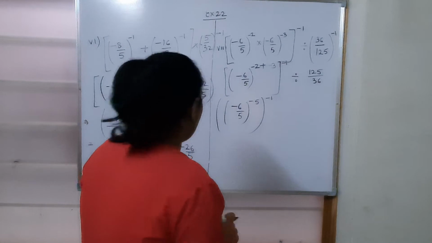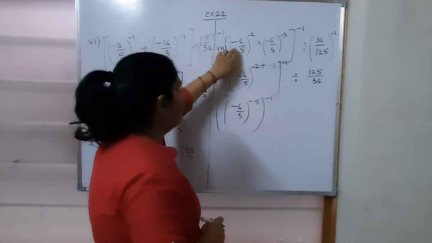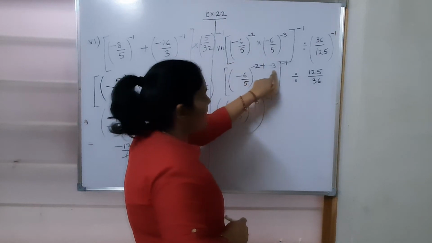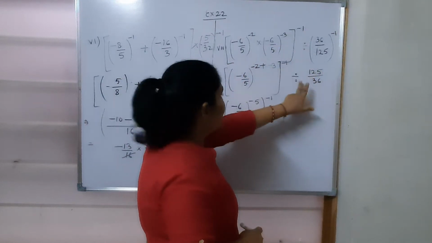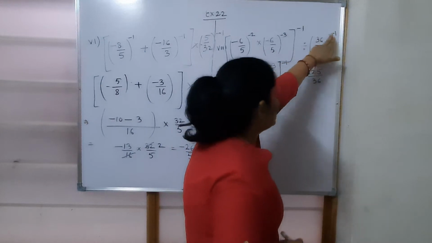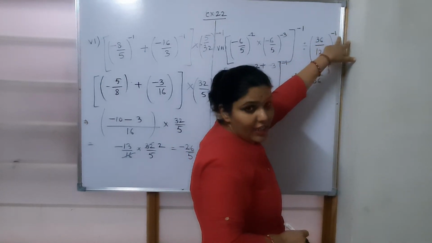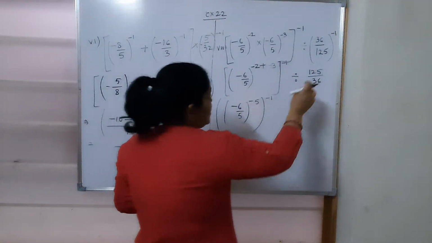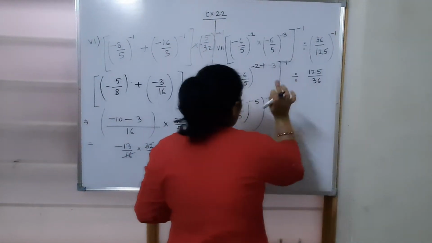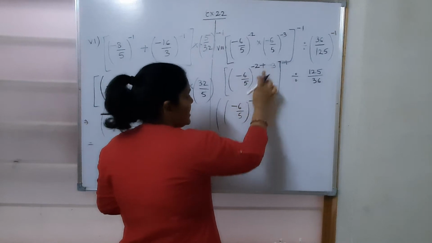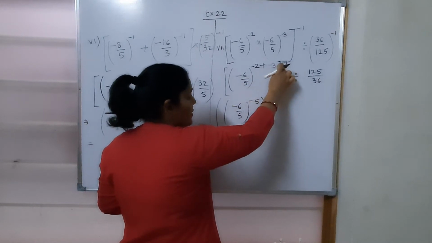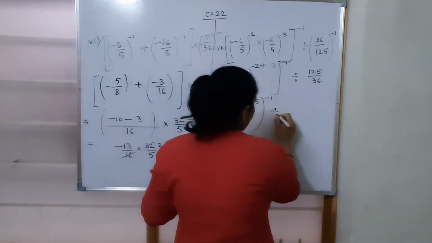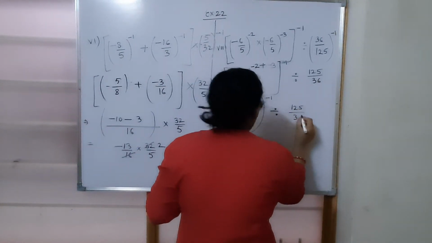Again I am explaining, class. Minus 6 upon 5, minus 2, minus 3. The bases are the same and the multiply sign is there, so we have added the powers, whole raised to the power minus 1, then division. Because minus 1 is there, a negative exponent, to make it positive we just take the reciprocal of the base, which is 125 upon 36, and the division sign is there. Now minus 2, minus 3 will become minus 5, and then one more power we have, which is minus 1, divided by 125 upon 36.